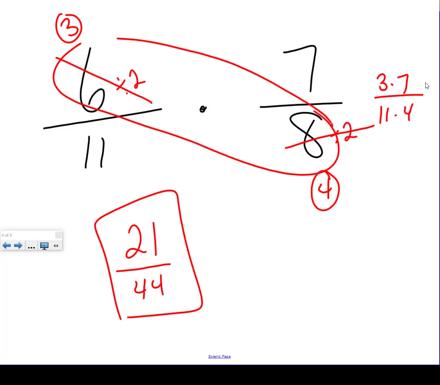And notice that I've already done the simplifying first, so I don't need to do it at the end. I double check and make sure there's no number that goes evenly into both 21 and 44 in case I missed something in my problem. But you can simplify in the problem, in the diagonals, or at the very end as we've done in the problems before this. So let's try another diagonal simplification problem.